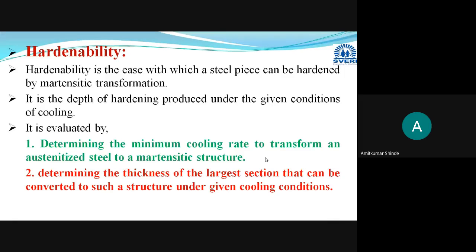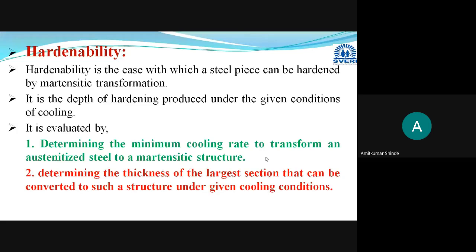If whichever minimum cooling rate is required to transform that austenite phase to the martensite phase is practically not possible, that steel will be termed as non-hardenable steel. For example, in case of low carbon steels, the minimum cooling rate required to transform the austenite phase to the martensite phase is not possible. It means you have to do very rapid cooling, and it is practically almost impossible to achieve that much faster cooling. Hence, the low carbon steels are termed as non-hardenable steels. This is the first method.